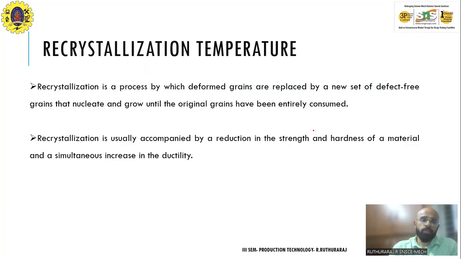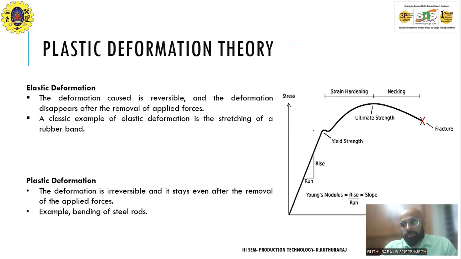Before getting into that, we are speaking about deformation. What is actually deformation? Deformation is nothing but the change in shape of a material. When you change the shape of a material, you may bend it, twist it, pull it, or compress it. Whatever action you are doing, the general term is deformation. There are two types of deformation: one is elastic deformation and the other is plastic deformation.